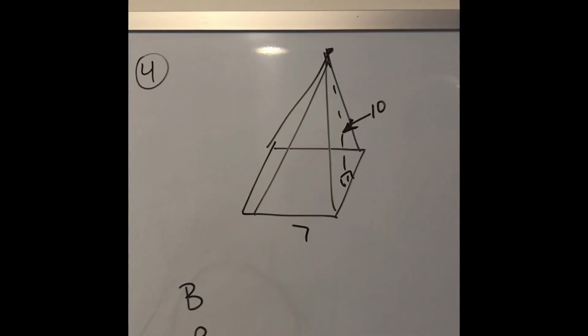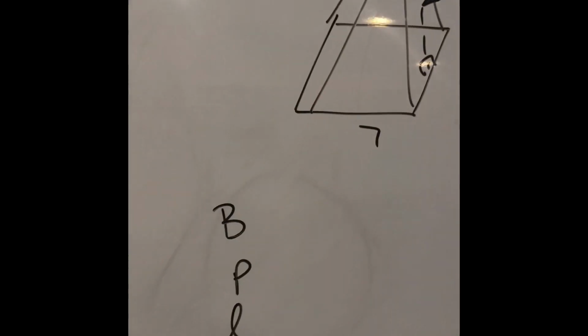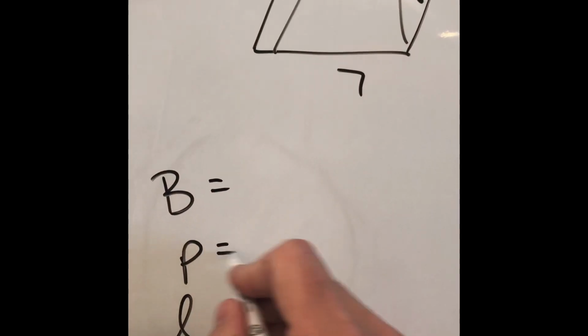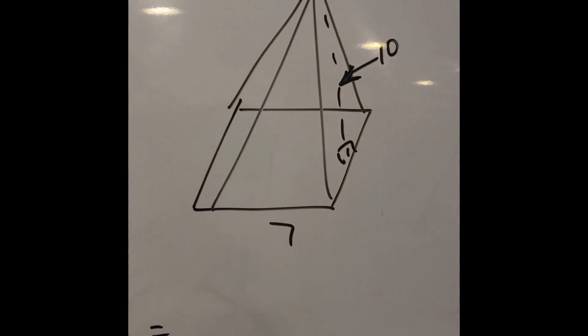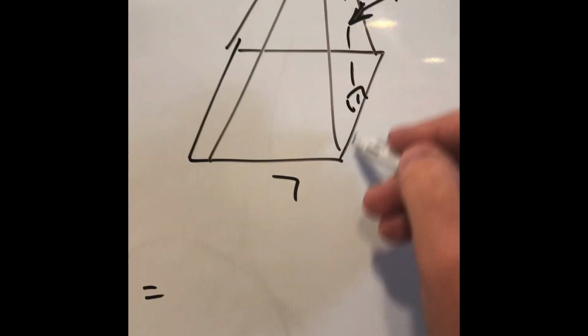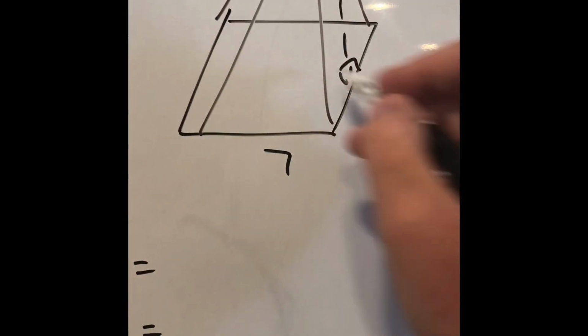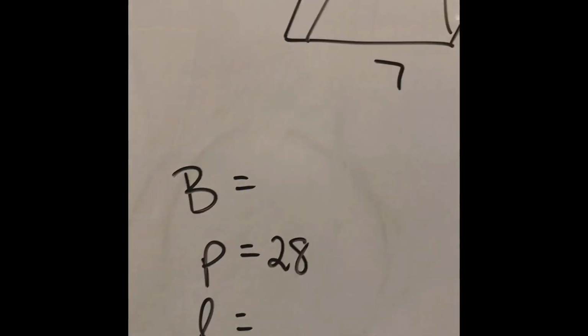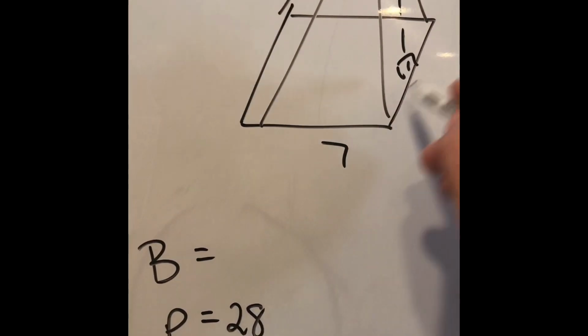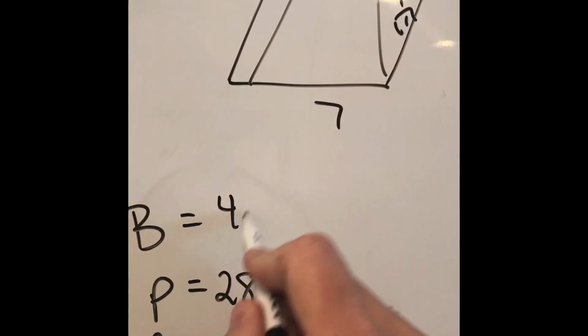Nice and simple. Now for 4, they want you to find the whole surface area. So we have to find the area of the base, perimeter of the base, and slant height. Just so happens, it's kind of easy to see all of them. Perimeter of the base is just adding up all the sides. They all happen to be 7 here, so that's going to be 28. Area of the base is 7 times 7, which is 49.